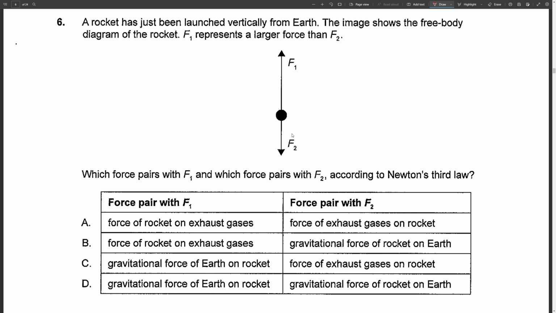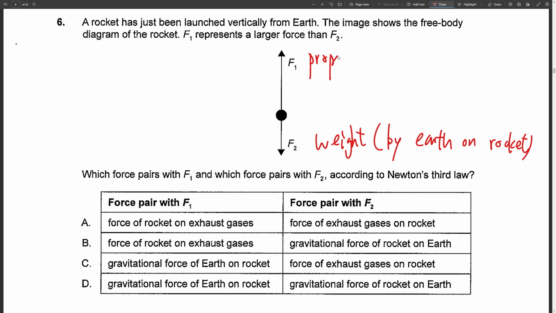F1 and F2 are the forces acting on the rocket. They are both acting on the rocket. So F2 is acting downward, which means this one is the weight. And it is exerted by the Earth on the rocket. Similarly, for F1, it is probably the propulsion. And such propulsion is exerted by the gas on the rocket.